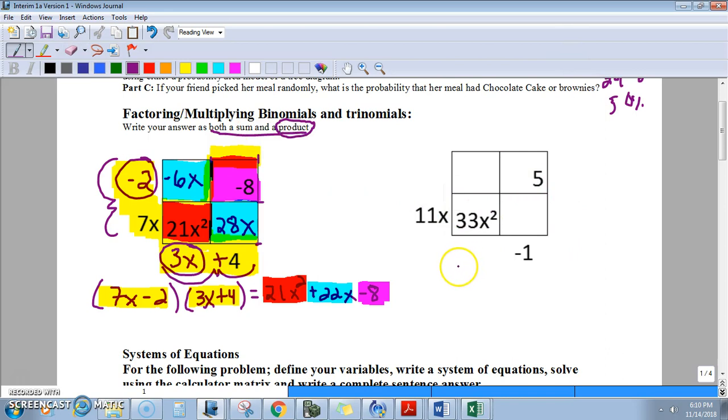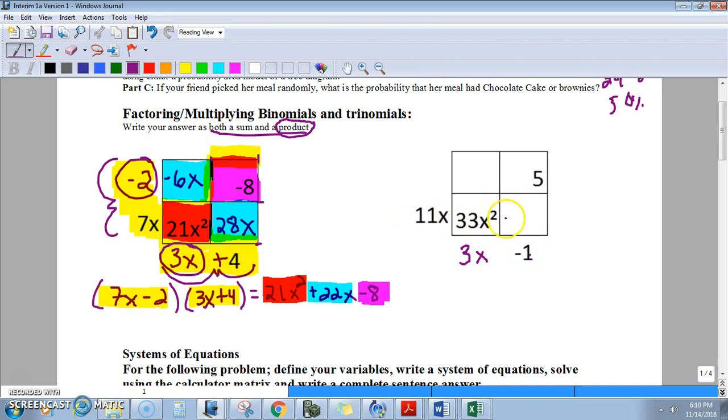Now to turn this in tomorrow, you have to have all of the work in addition to the correct answers that you do. So 11 times what gives me 33? That's 3. And then x times x will give me the x squared.